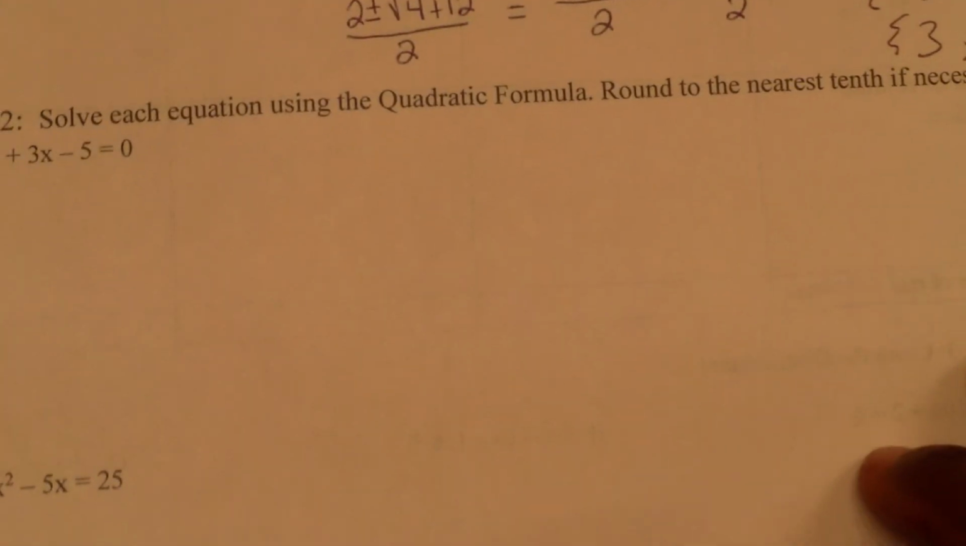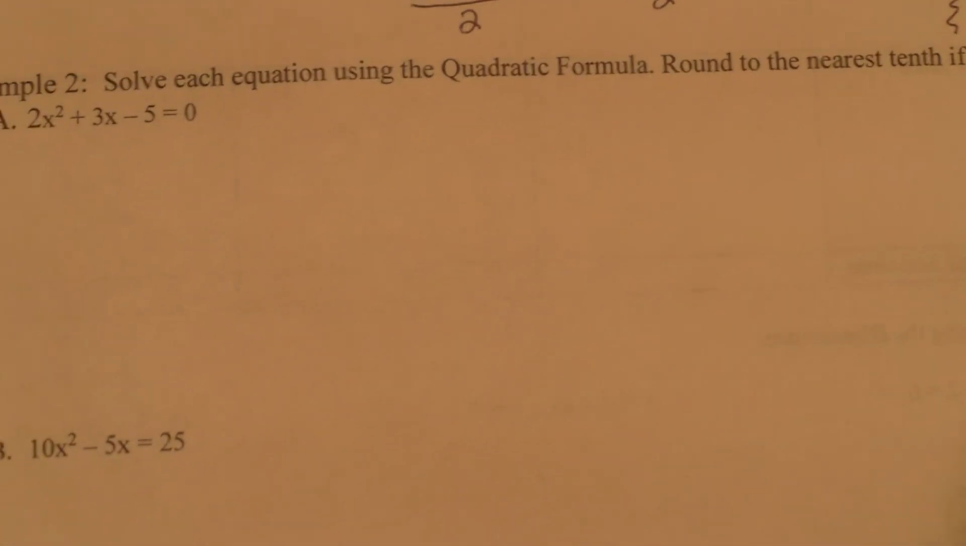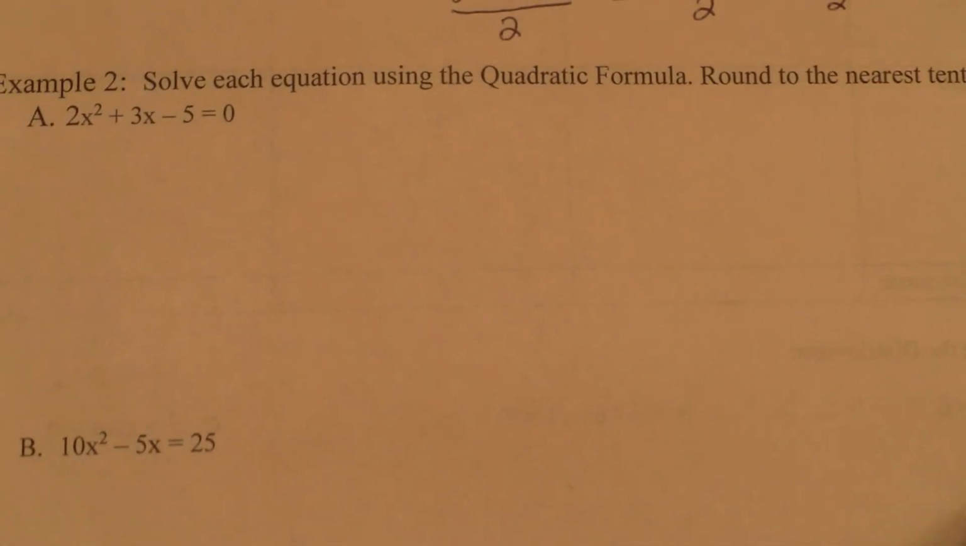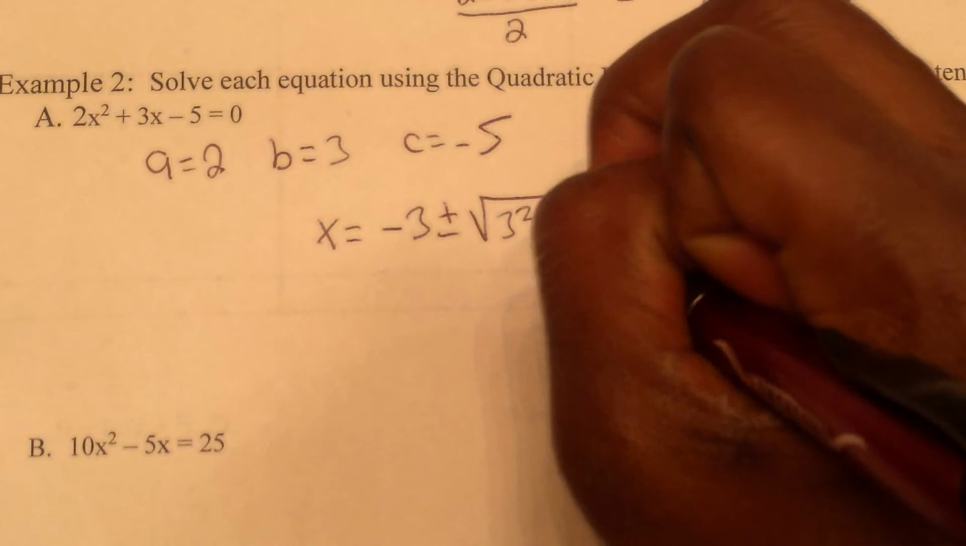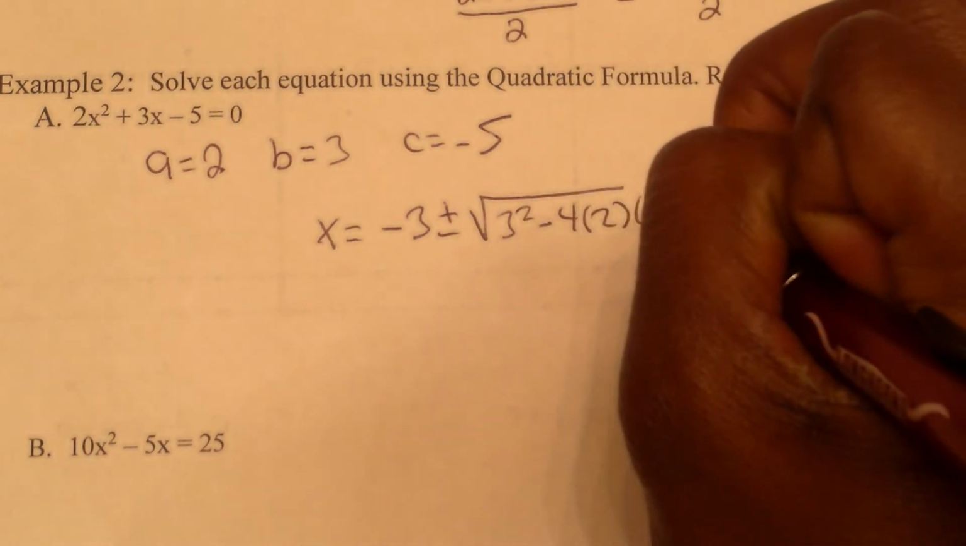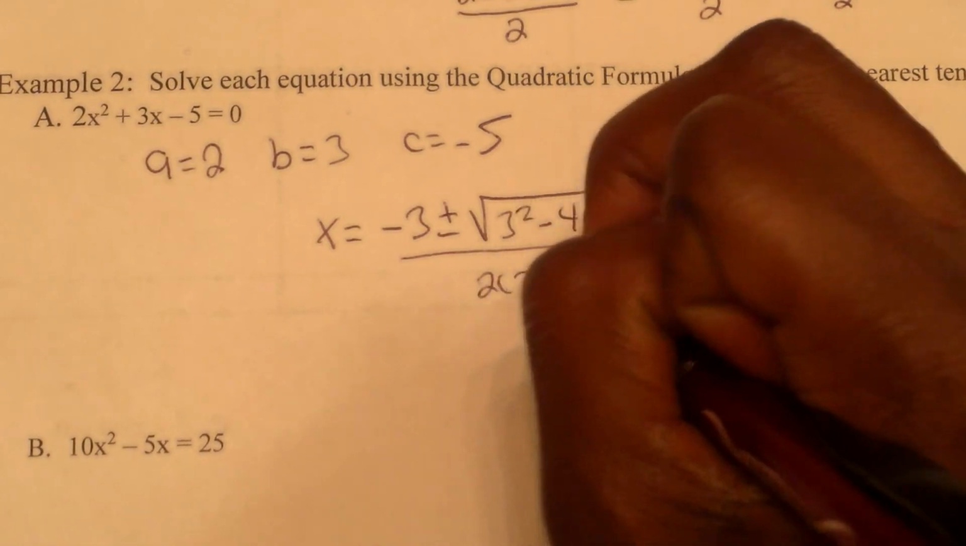Okay. Here's solving some more with the quadratic formula. Round to the nearest tenth if necessary. Here I would say pause it, try it on your own, and then replay it to see if you got it right. Okay, so if you're unpausing, you should identify that A is 2, B is 3, C is negative 5. So we end up with x equals negative 3 plus or minus the square root of 3 squared minus 4 times A times C. 4 times 2 times negative 5, all over 2 times 2.